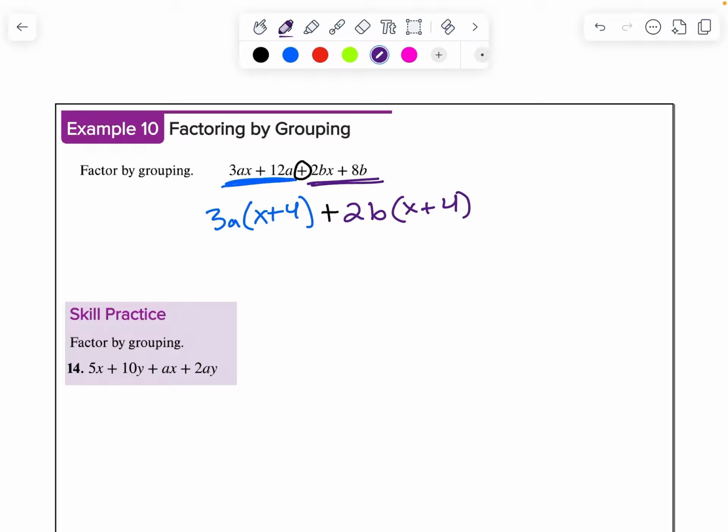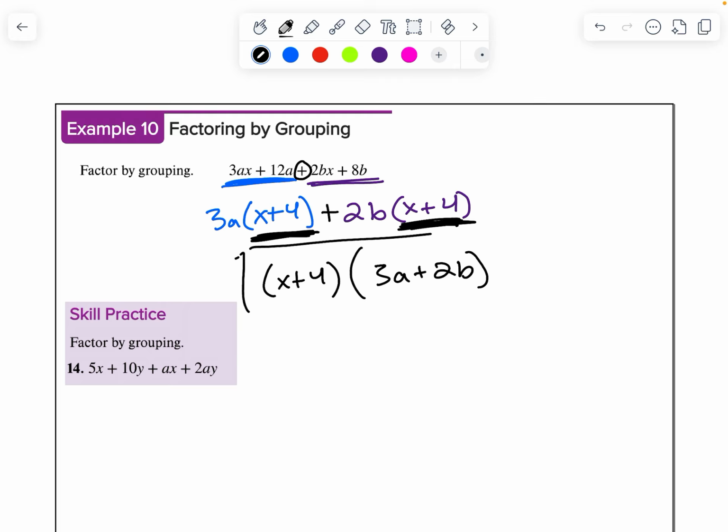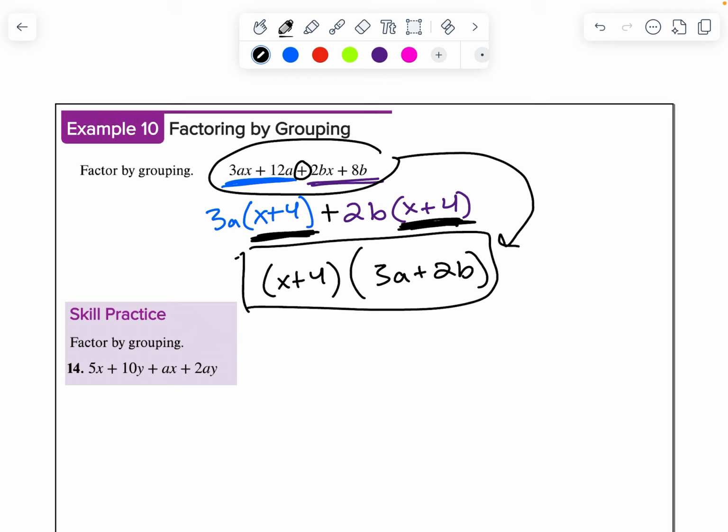The key that you need to recognize here is now we're left with a very similar problem to what we just did 2 slides ago. These have that x plus 4 term in common. That is the same in both. So we can actually take that out and be left with 3a plus 2b. That is factoring by grouping. We took a polynomial with 4 terms and we broke it into two binomials. That's two factors with 2 terms apiece.